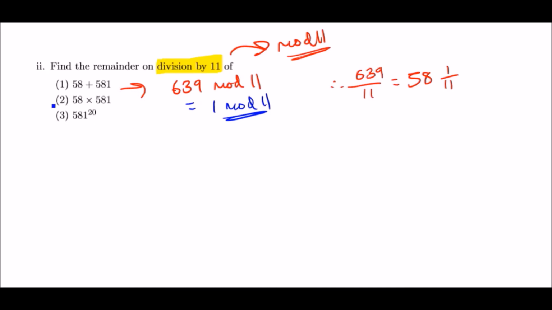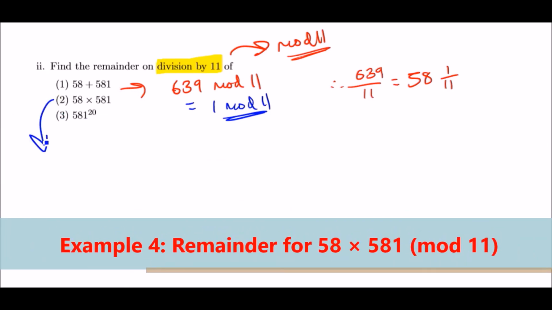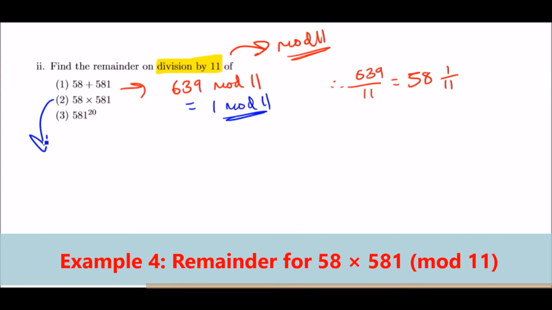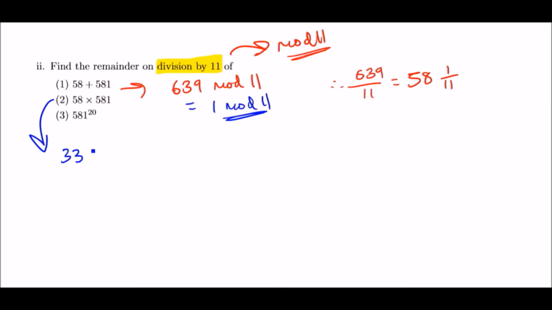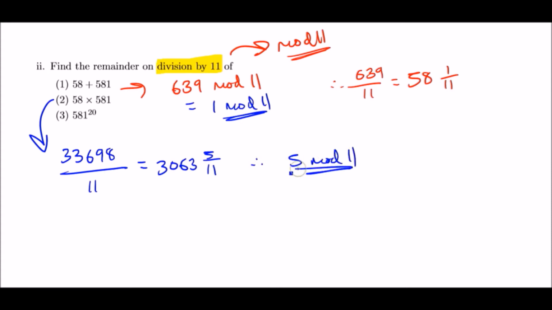As for question 2, same thing applies. Just smash 58 times 581 in the calculator. You should get a ridiculous sum of 33,698. To find the remainder, divide that by 11 too and convert that to a mixed fraction. You should get exactly 3,063 and 5/11. So it has a remainder of 5 mod 11. So a remainder of 5.